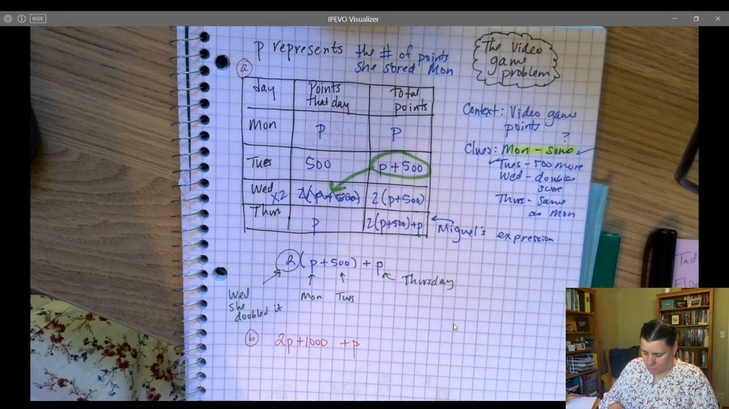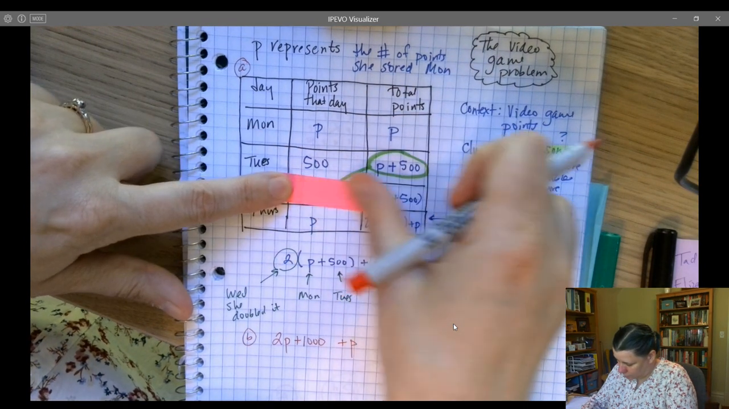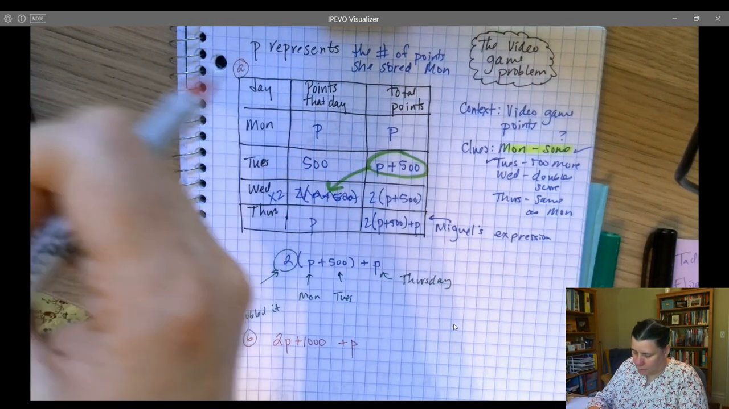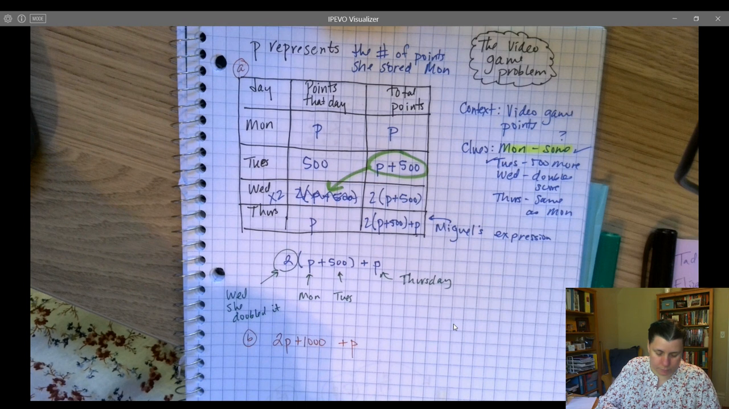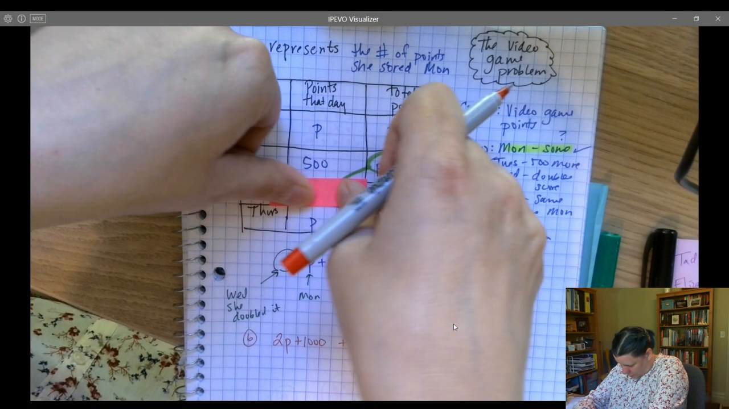Let's do this. She doubled it. Nope, that's not going to stay. Oh, it's because it's upside down. When you're using stickies, you got to put them the right side down.